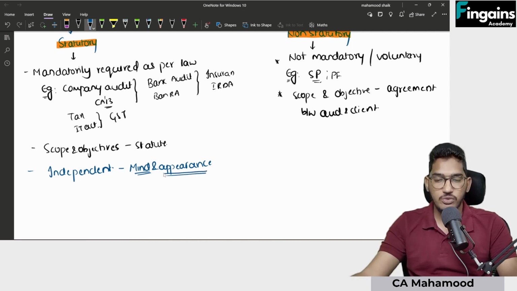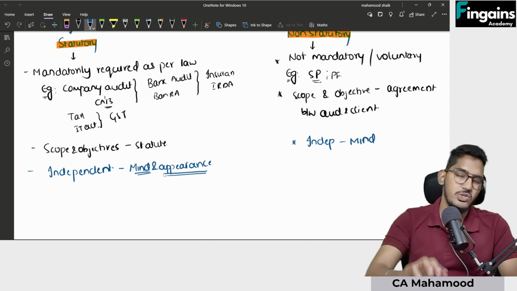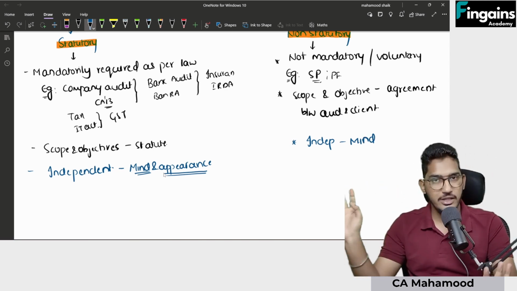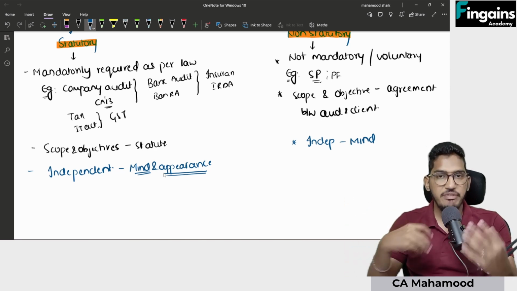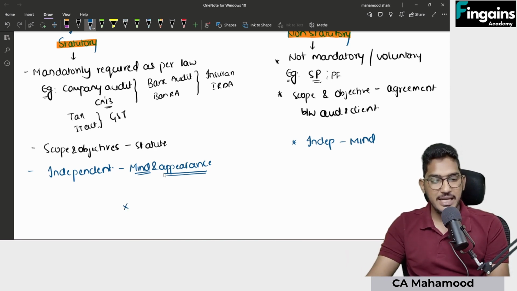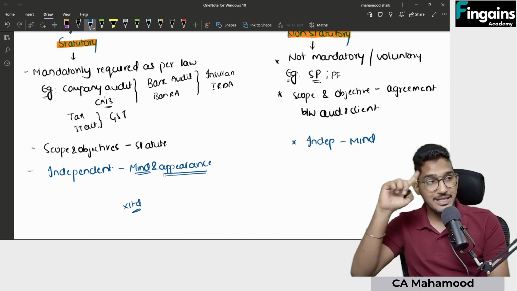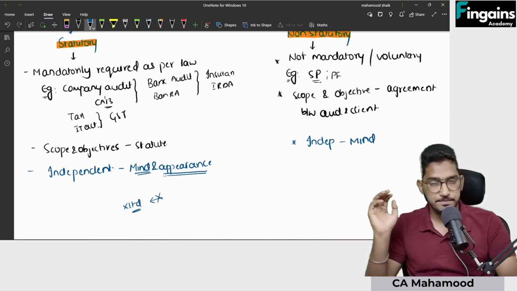Whereas if it is a case of non-statutory audit, here also the auditor should be independent, but independence of mind is enough. Independence of appearance is not mandatorily required. If you have it, it will be okay, but independence of mind is a must. So if I put it with the help of an example, assume a company audit is happening. Some company X Limited wants to undergo their audit. There the auditor should agree in the mind to do the audit independently, and also the auditor should not have any relationship with this company.